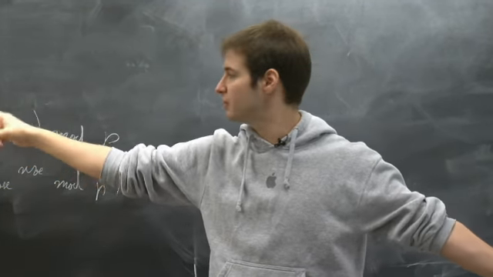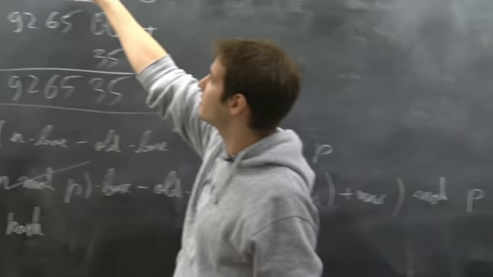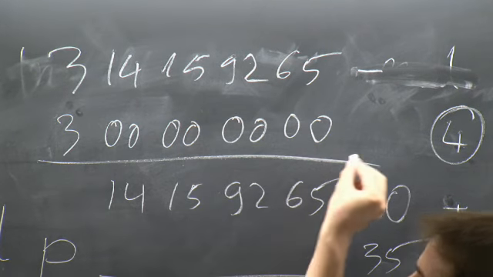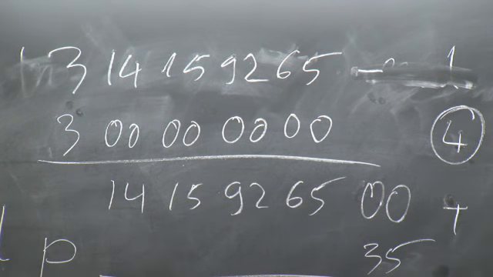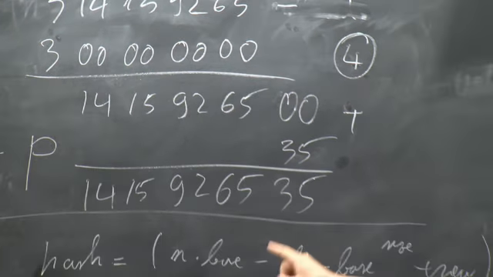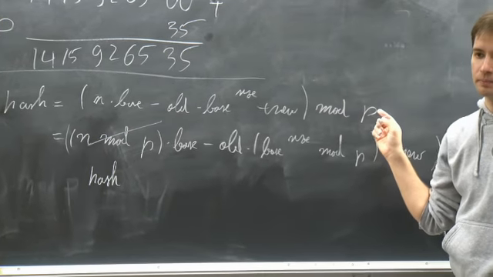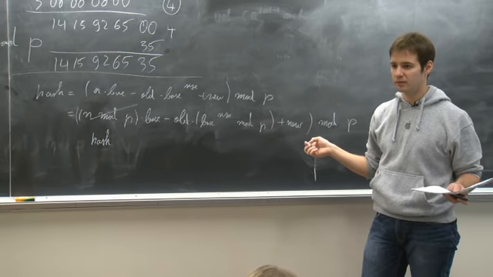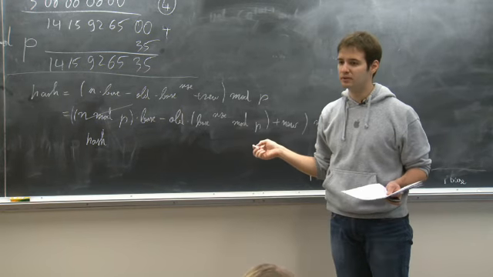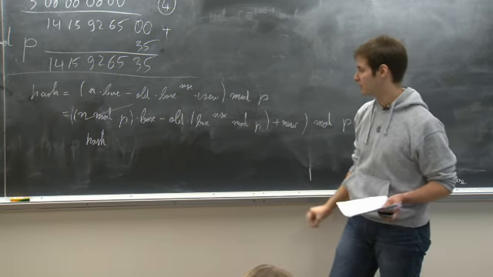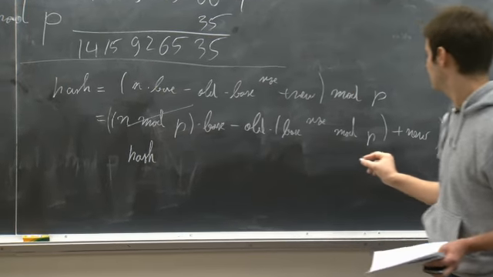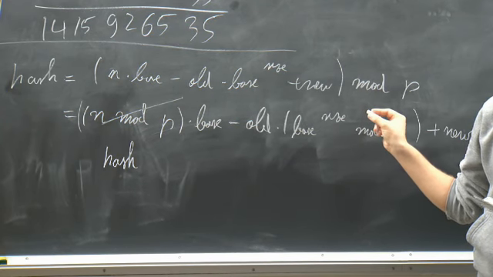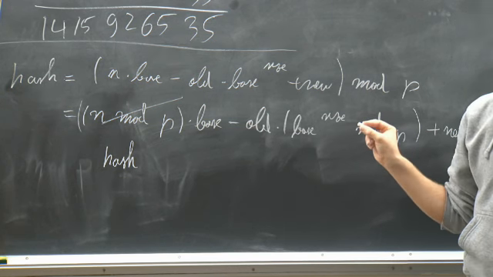Base to the size is also huge. n is this number, and base to the size is this number here, 1 followed by this many zeros. So these numbers are big. All the other numbers are small: base, old, new, and p. I want to get rid of the big numbers because math with big numbers is slow. Unless I get rid of them, I'm not going to get to order 1 per operation. We already got rid of n because it's hash. How do I get rid of this one? Base to the size mod p is base mod p to the size.